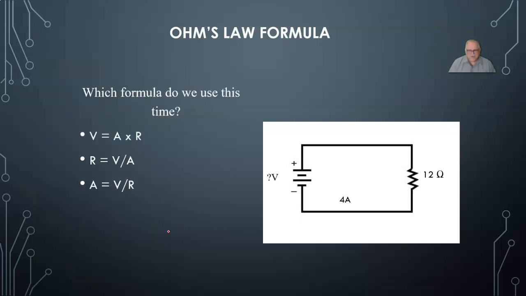This time we know the amperage, we know the resistance. So the formula that we need to use is the top formula there, which means 4 amps times 12 ohms, and we have a 48 volt battery.